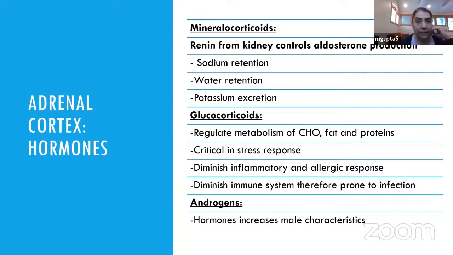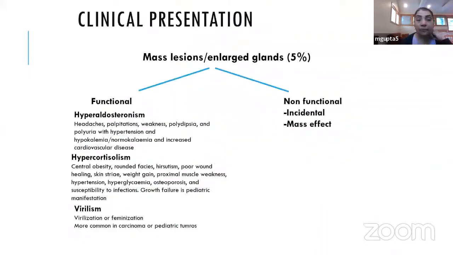I'll skip this slide. This is just a very quick reminder of what these hormones are important for, and you'll see many of our daily functions are dependent on this. Why are they important for a surgical pathologist? Because the adrenal glands present to a surgical pathologist with mass lesions or enlarged glands. In autopsy reports, it's reported that up to 5% of our population has some kind of adrenal nodule.